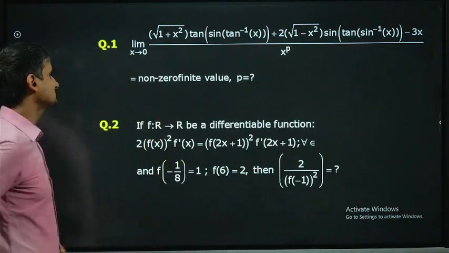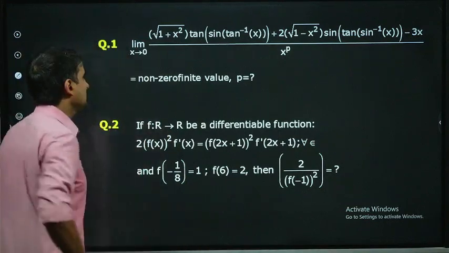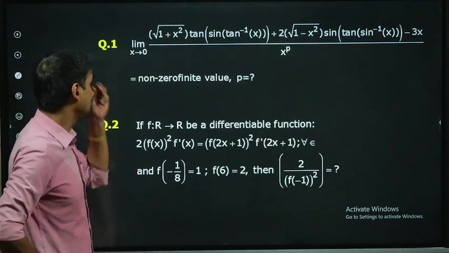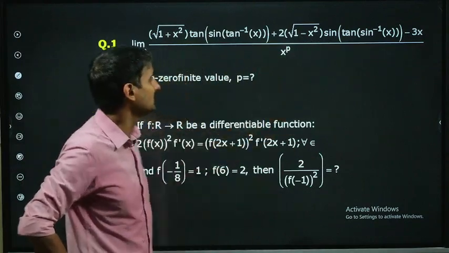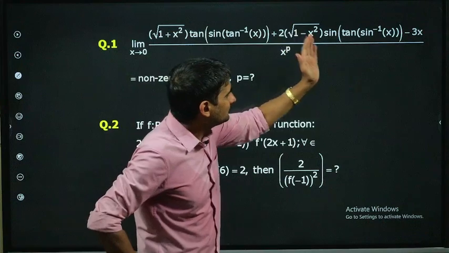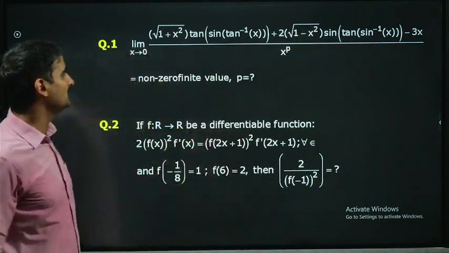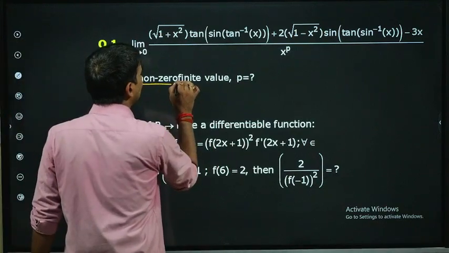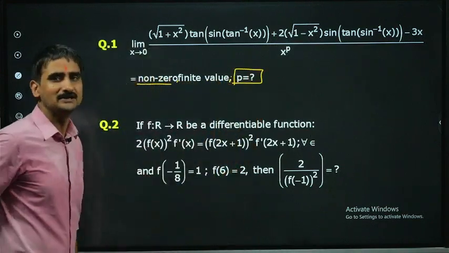Let's start with the first question. The first question is a question of limit, which says: limit as x approaches 0 of [square root of (1 plus x squared) times tan of (sine inverse of (tan inverse x)) plus 2 times square root of (1 minus x squared) times sine of (tan of (sine inverse x)) minus 3x], whole divided by x raised to the power p. If this limit is a non-zero finite value, then we have to find p here.